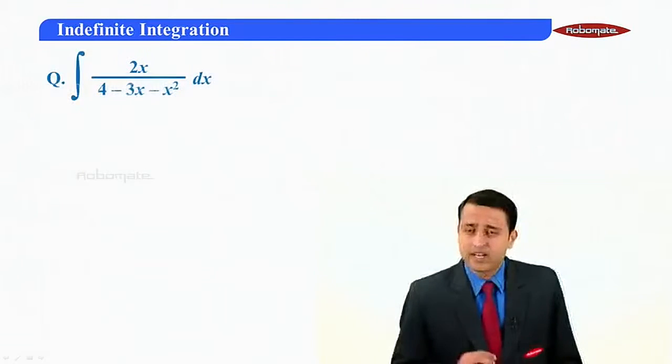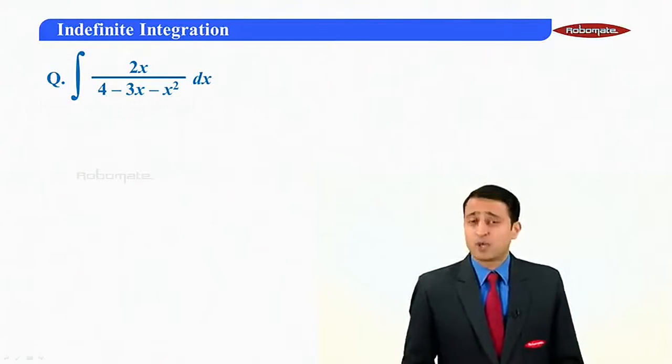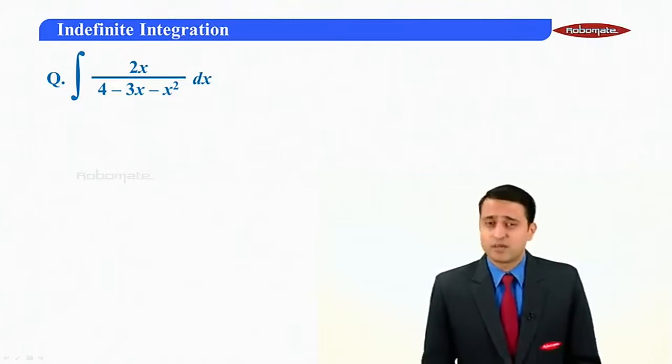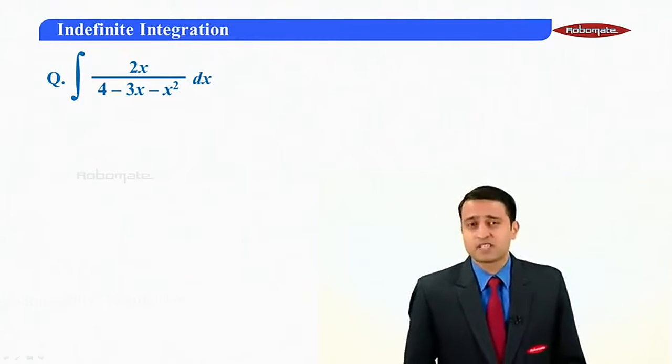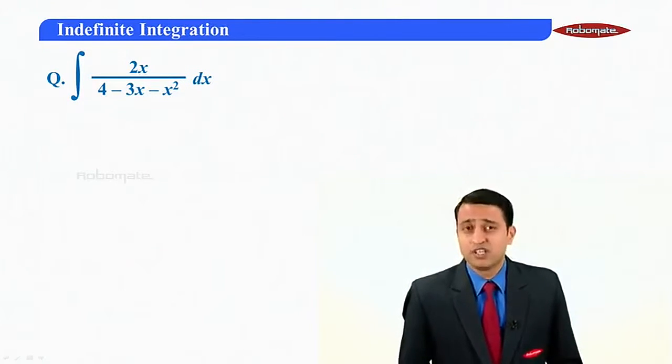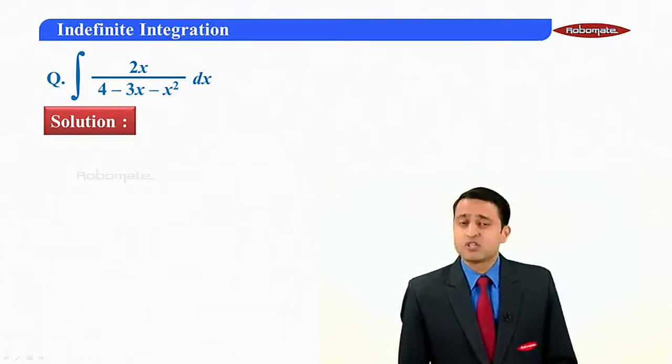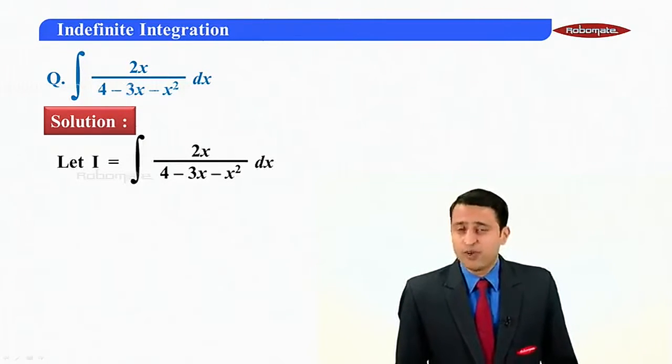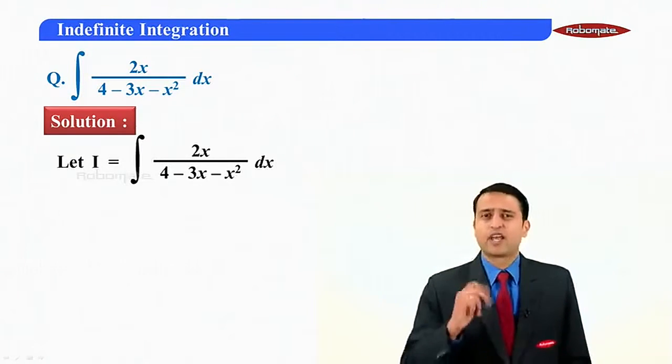Let's see an example and understand what is supposed to be done. The question says: integral of 2x upon 4 minus 3x minus x square dx is equal to what? Let's see the solution, my dear students. So let's first copy the question. Now the very first thing is I have a quadratic where the coefficient of x square is negative, and I don't like that.